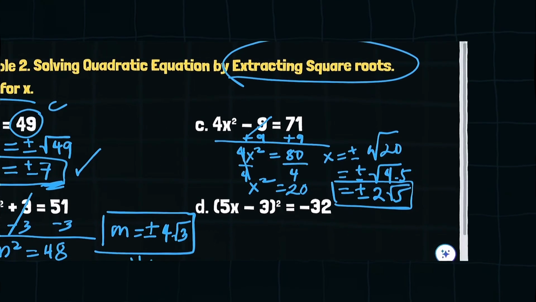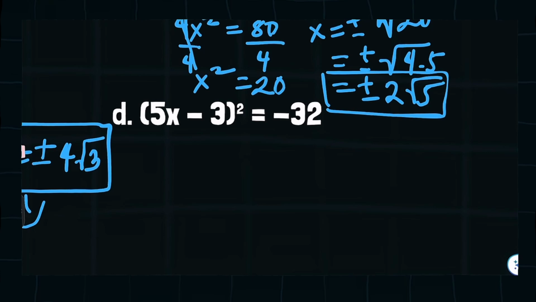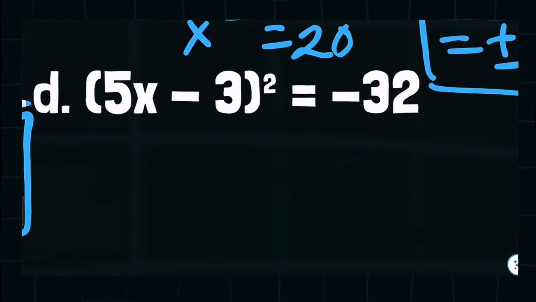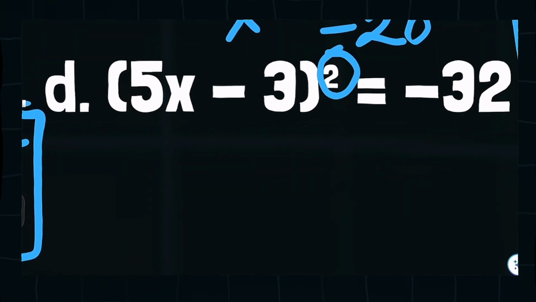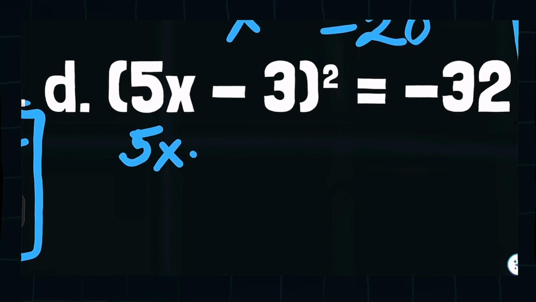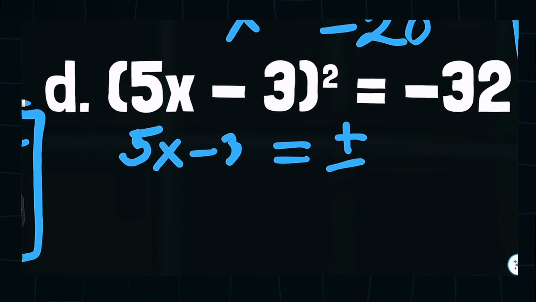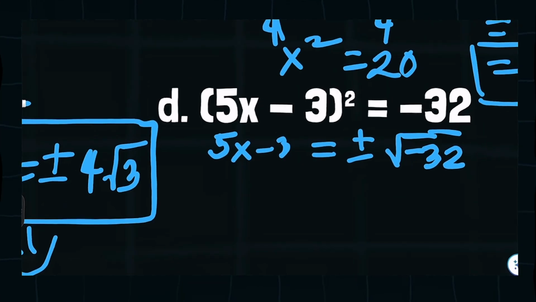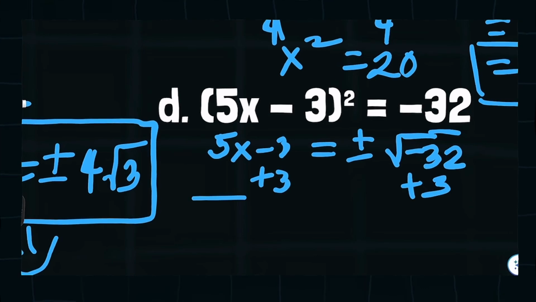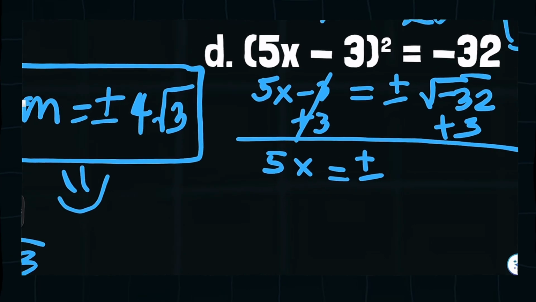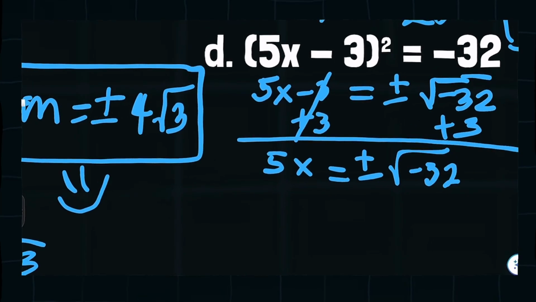Alright, let's have our final example before the activity. In this case, we have 5x minus 3 quantity squared equals negative 32. How can we solve this? First is to immediately apply the square root principle, since the two terms are bounded by a square. Using it gives us 5x minus 3 on the left-hand side equals plus or minus square root of negative 32. Since there is still a 3 on the left-hand side, we have to add 3 to both sides to eliminate it. After doing it, the remaining would be 5x equals plus or minus square root of negative 32 plus 3.